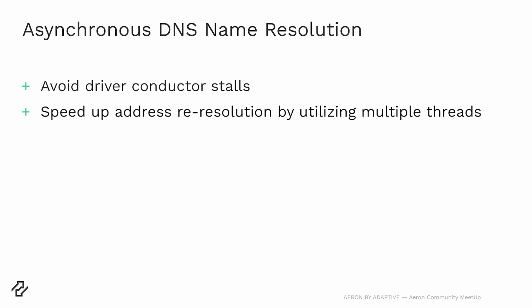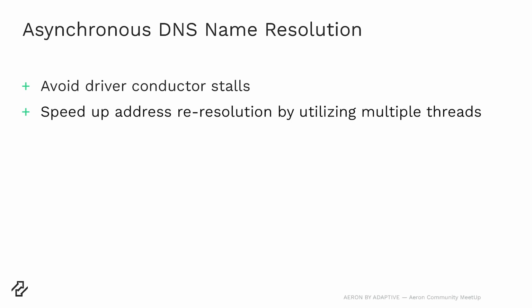Up to 1.44, what was happening is that the conductor thread would have to resolve the DNS name. And in some environments, as we probably all know, it can take seconds or tens of seconds. We've seen reports of over 30-second DNS name resolution. That means that the conductor thread will be stalled.